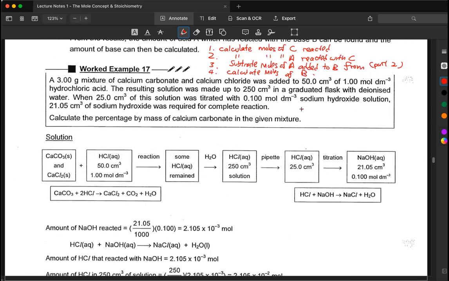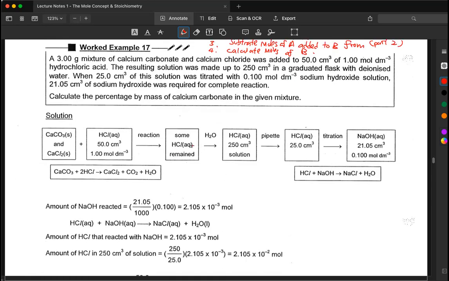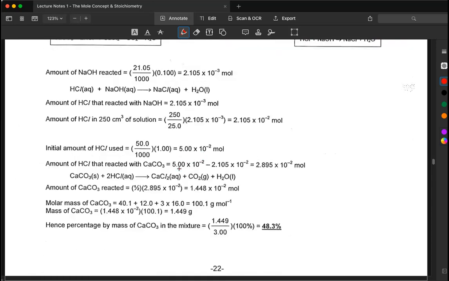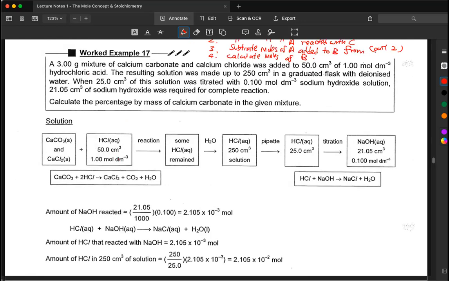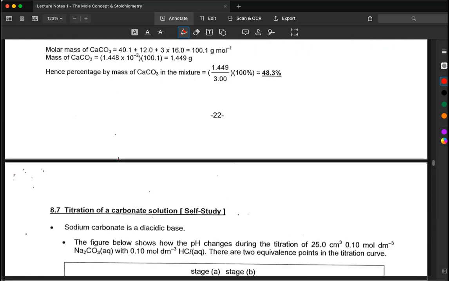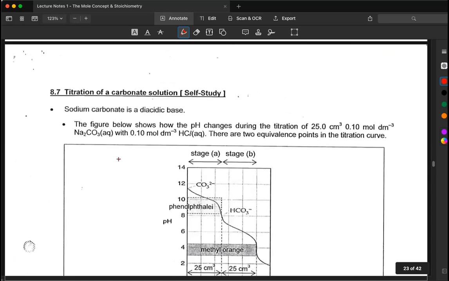And then you work out the initial mole of the HCl, and then you subtract away to get the mole of HCl that reacted with the calcium carbonate. Then you work out the number of moles of calcium carbonate that reacted. From the mole of calcium carbonate, you can quickly find out the mass given the molar mass. Then you take the mass of the calcium carbonate over the total mass of the mixture to work out the percentage by mass of the calcium carbonate.